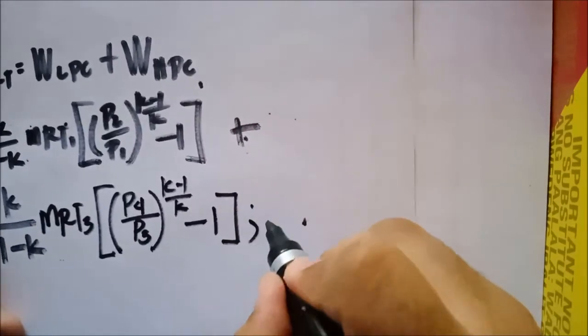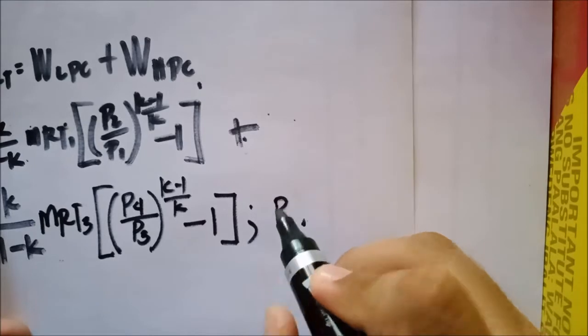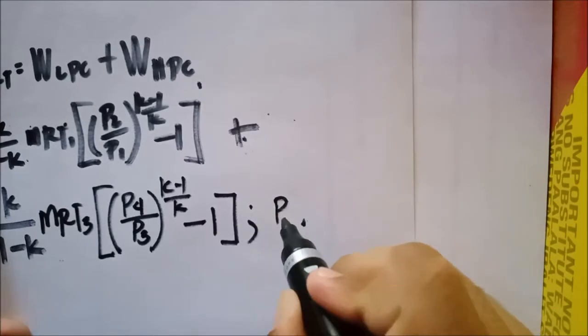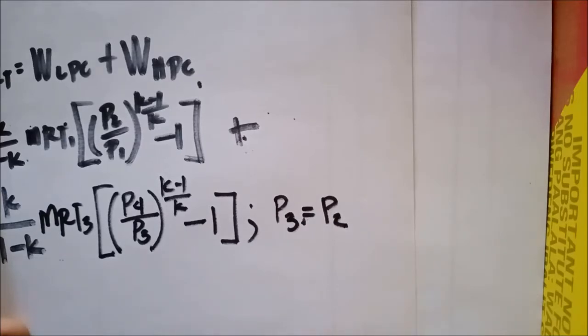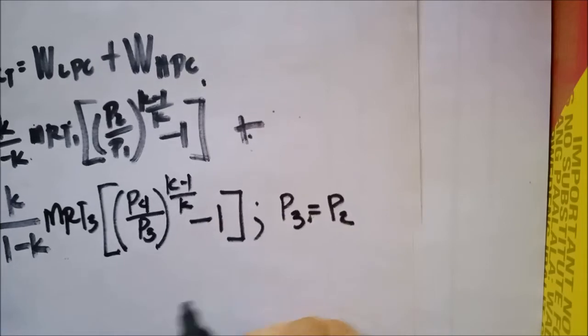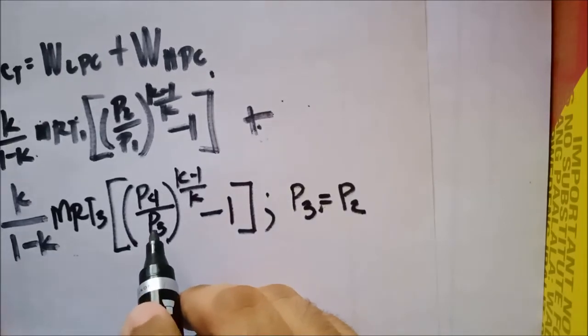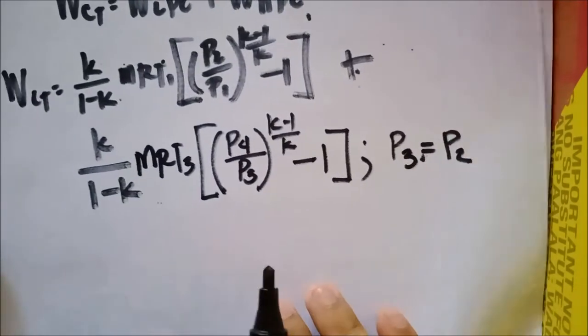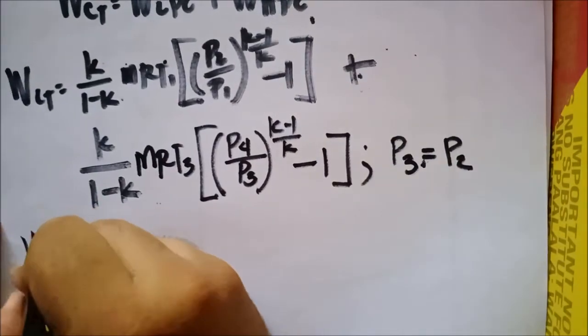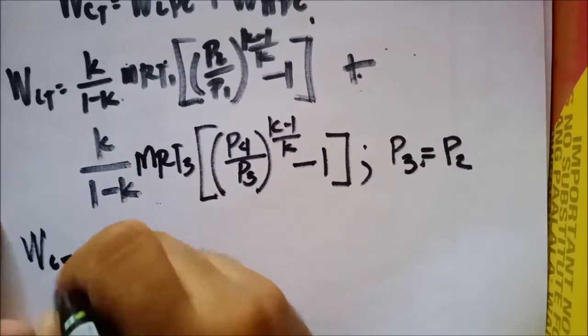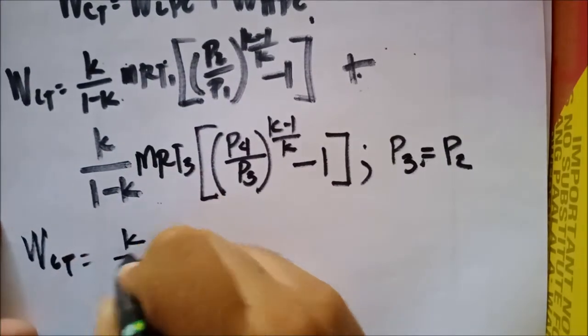But we all know that P3 is equal to P2 because they lie on the same line in the graph. So meaning we could replace this by P2. If we combine these two equations, it will look like this.